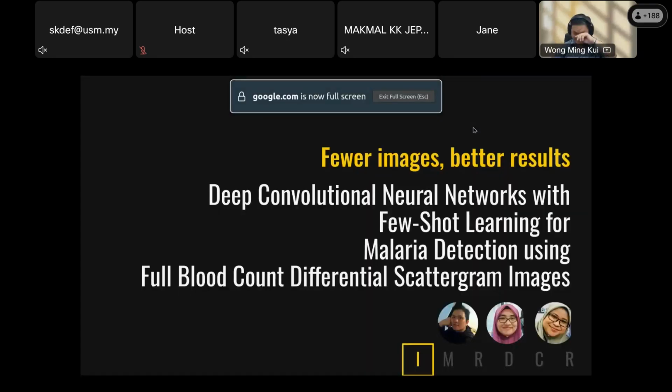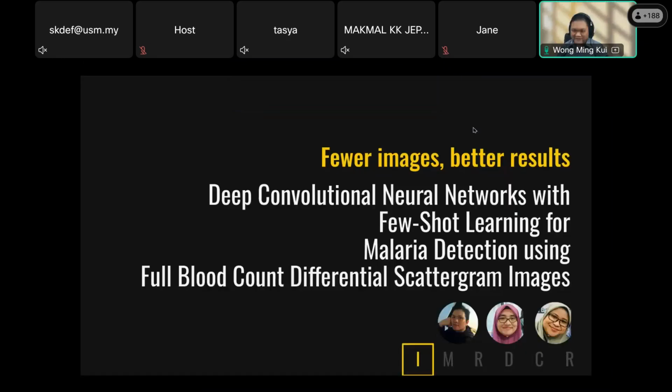Okay, let me start first with the topic of my presentation today. Deep convolutional neural networks, CNN, with few shot learning, FSL, for malaria detection using full blood count differential scattergram images. This is actually the slide that I used when I joined the Johor Research Day competition last year. And I'm happy to inform everyone here that my team and I got first prize for this research.